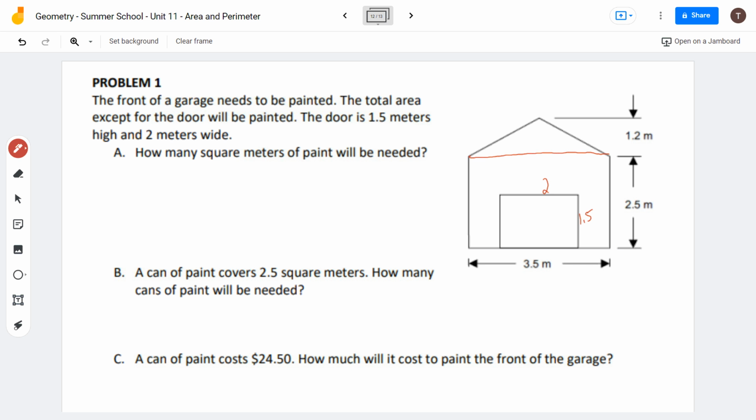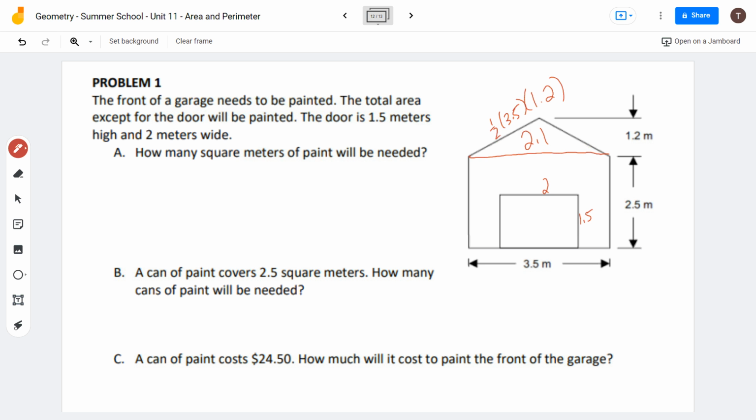So I'm going to separate this into a triangle and a rectangle. I don't think I even care about perimeter here. This triangle would be 1/2, the base would be 3.5, and the height is 1.2, it says. So the triangle, 0.5 times 3.5 times 1.2, is 2.1.